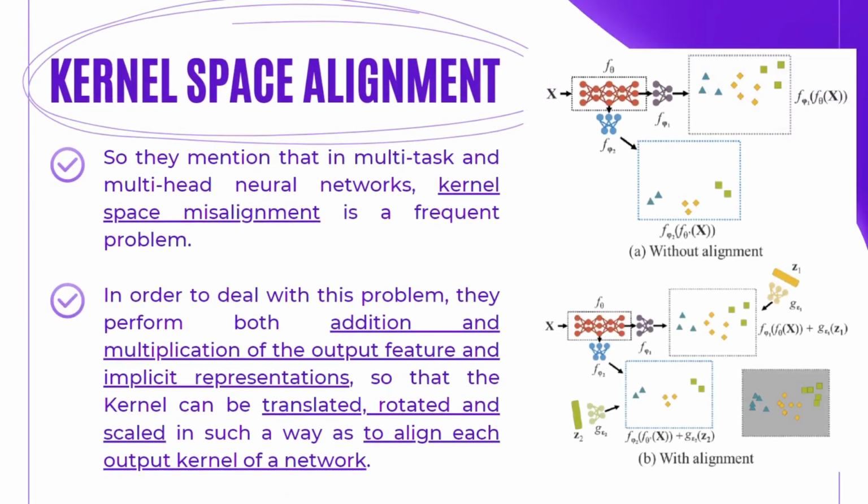The second one is kernel space alignment. So they mention that in multitask and multi-head neural networks such as YOLO, kernel space misalignment is a frequent problem. As we have seen previously, YOLO has multiple heads. The head part of the network is a part of the network where we make predictions. And we make predictions in the YOLO model on different scales. So it is known as a multi-head neural network.